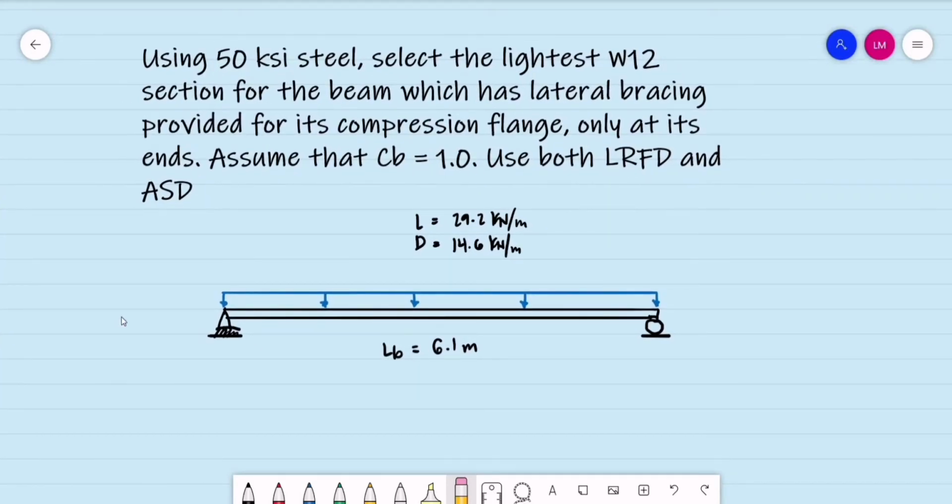Good day. So let's have this example on how to select a section for the analysis and design of flexural members. Using 50 KSI steel, select the lightest W12 section for the beam, which has lateral bracing provided for its compression flange only at its ends. Assume that C sub B is equal to 1.0, use both LRFD and ASD.